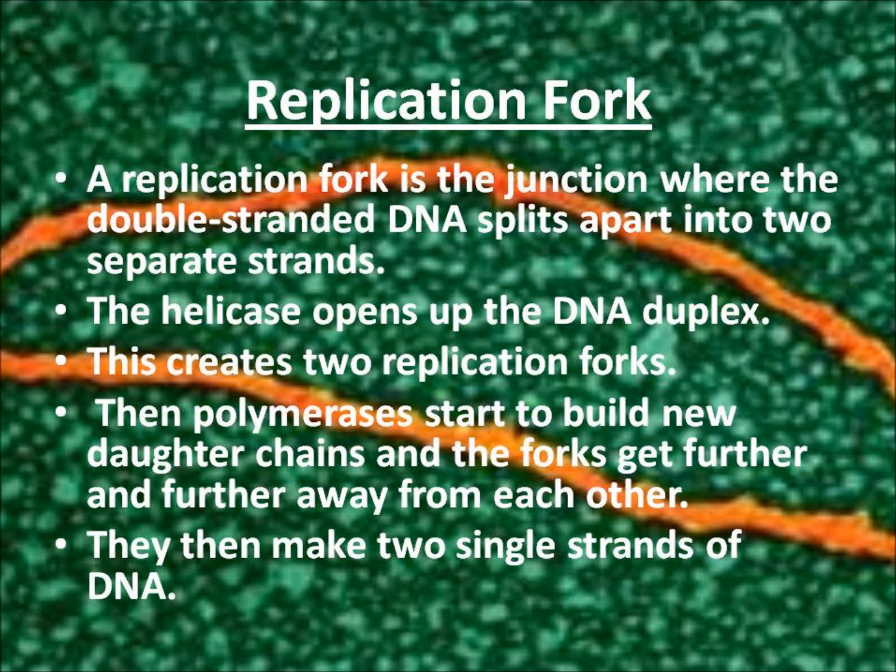A replication fork is a junction where the double-stranded DNA splits apart into two separate strands. The helicase opens up the DNA duplex. This creates two replication forks. Then polymerases start to build new daughter chains, and the forks get further and further away from each other. They can make two single strands of DNA.